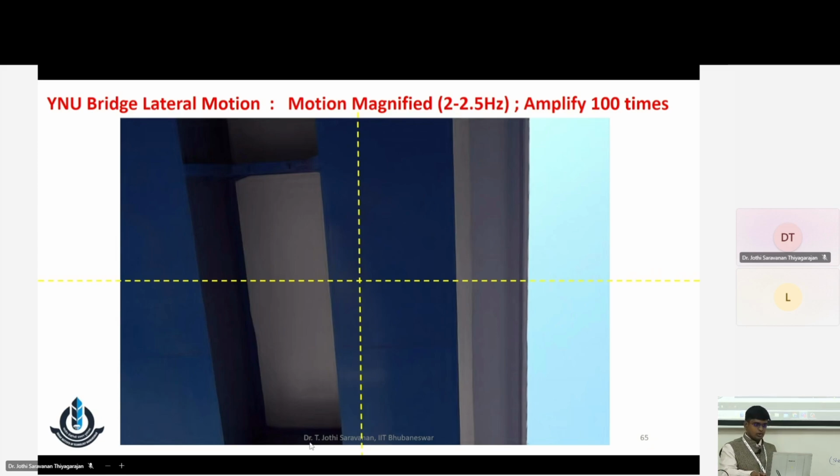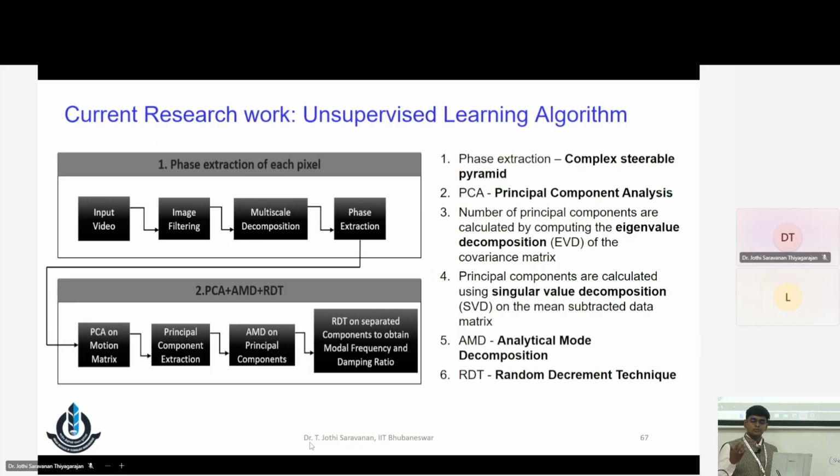To overcome this, we have something called an unsupervised learning algorithm, where there is no need to know the value. You give the full measurement video, you just process it, and automatically it is going to extract the value. So that's the advantage of this research work. I think this research work was conducted by Subhajit when he was a BTech student. Now he is doing his PhD here.